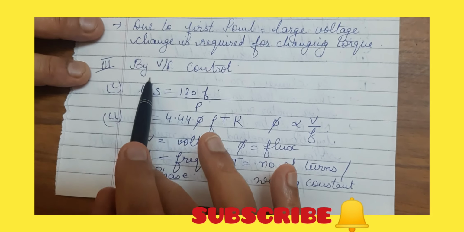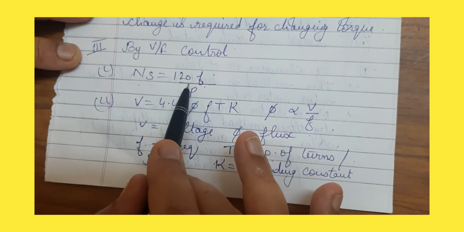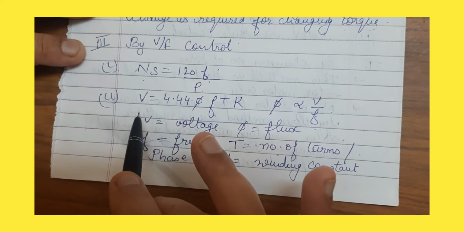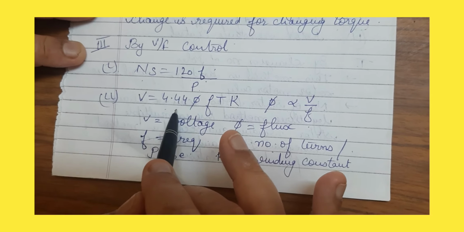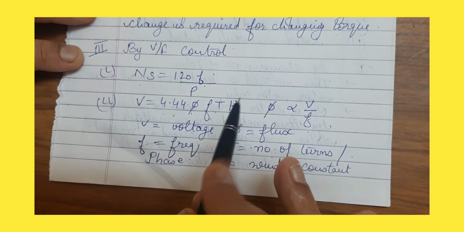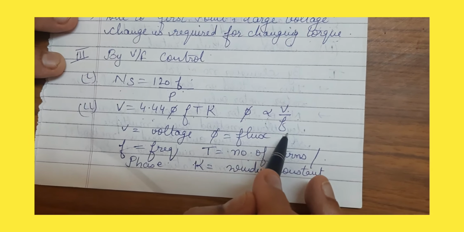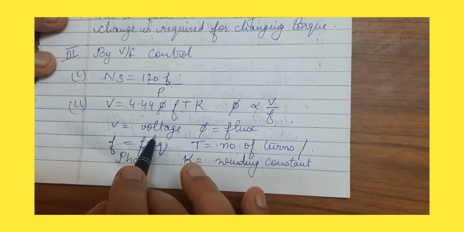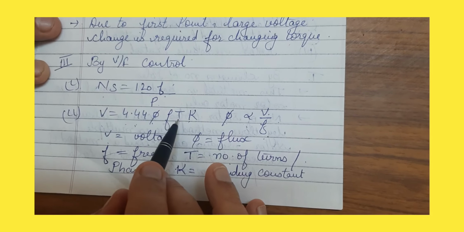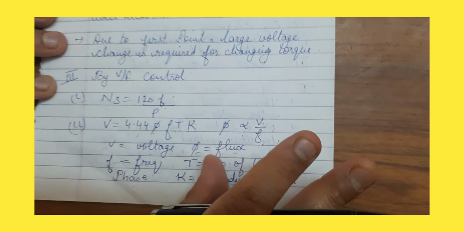Now, by the voltage and frequency control method, the synchronous speed is given by 120 F / P, and the voltage is given by V = 4.44 phi F T K. Phi is directly proportional to the voltage and inversely proportional to the frequency. Here V is the voltage, phi is the flux, F is the frequency, T is the number of turns, and K is the winding constant.